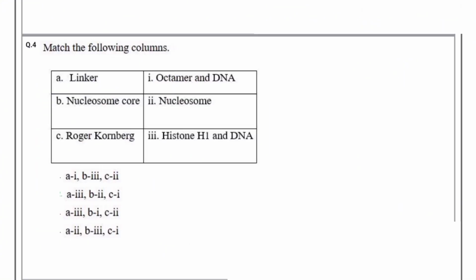This is a matching type question. You have to match list 1 with list 2. List 1 consists of linker, nucleosome core, Roger Kornberg. List 2 consists of octamer and DNA, nucleosome, histone H1 and DNA. For this the correct answer is the second one. That means linker molecule is related to histone H1 and DNA.